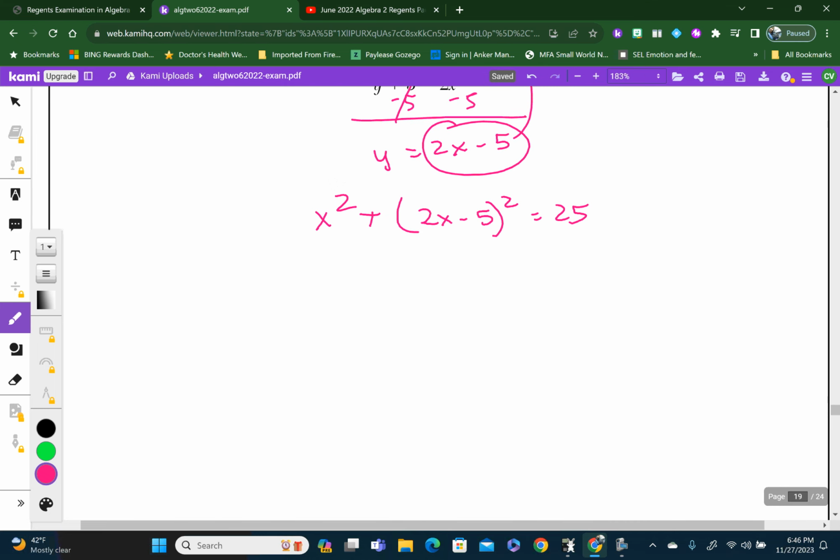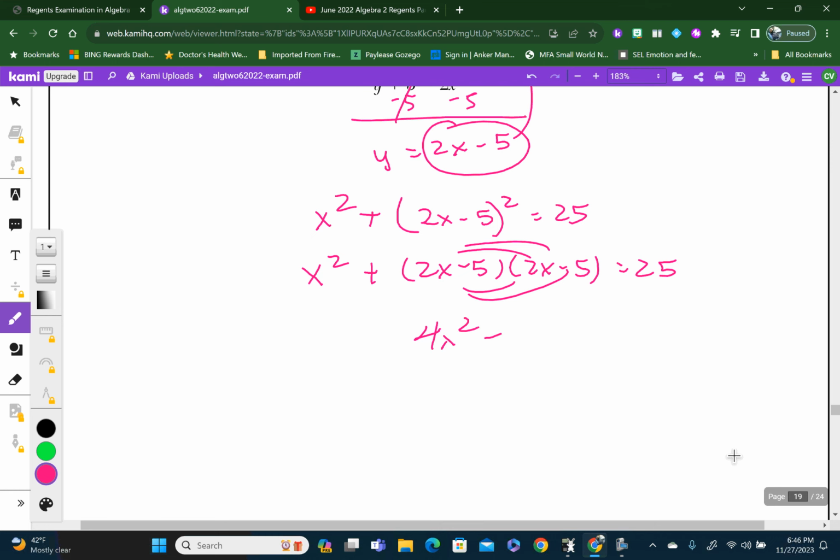So let's FOIL this out. So I get x squared plus 2x minus 5 times 2x minus 5 equals 25. First, outer, inner, last. So 2x times 2x gives me 4x squared. 2x times negative 5 gives me negative 10x. I'm getting sloppy because I'm almost done. Minus 10x. And this is plus 25. Bring everything else down. So that's going to be an x squared plus, and this is equal to 25.